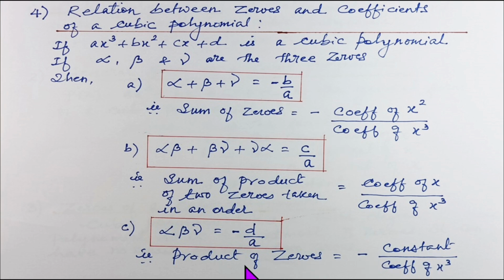So try to remember these relations. Alpha plus beta plus gamma is minus b by a. Remember, it is minus sign. And alpha beta plus beta gamma plus gamma alpha is equal to c by a. It is no more minus, it is plus sign here. Alpha beta gamma is minus d by a, and that is with again a minus sign. So these three important relations of the zeros of a cubic polynomial have to be remembered.